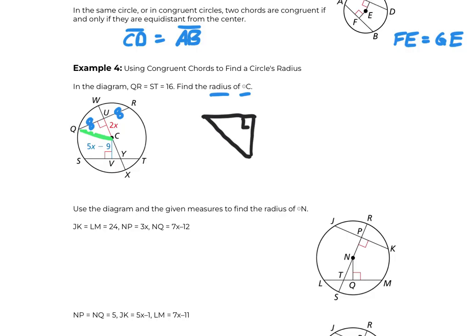we have a right triangle. I know that this piece is 8, and I know this piece is 2x. And we're trying to find the radius, so I'm just going to call it r, because we don't know what the radius is. And you might say, oh my gosh, we got 2 different variables here. And that would be true, okay? QR and ST are both 16.